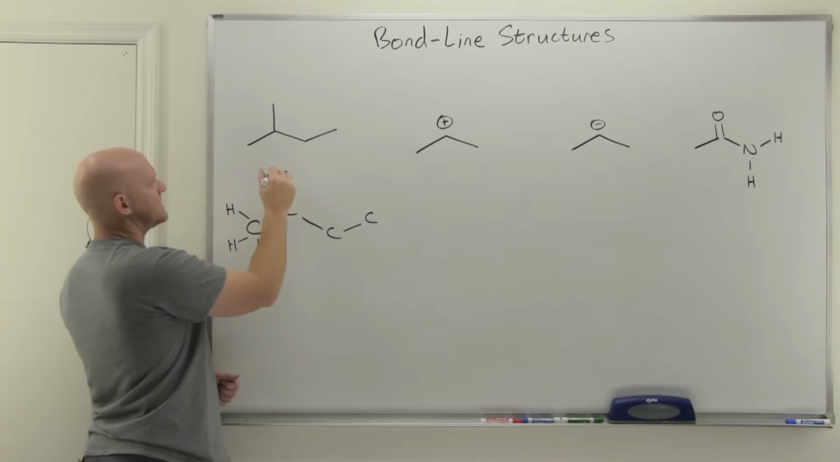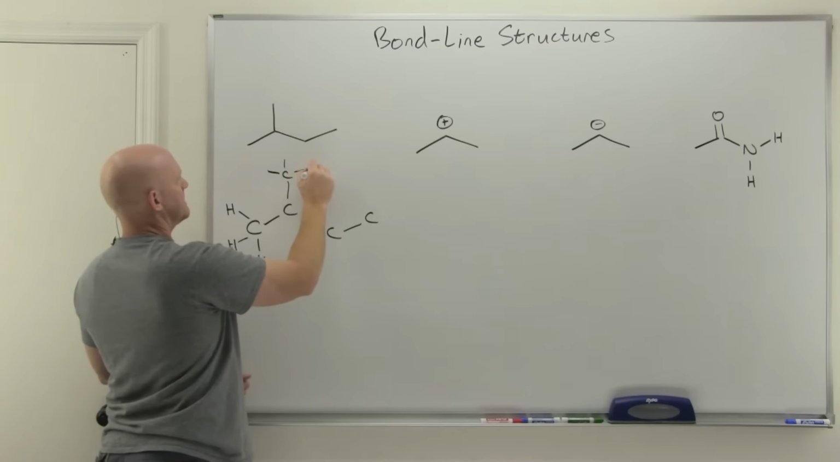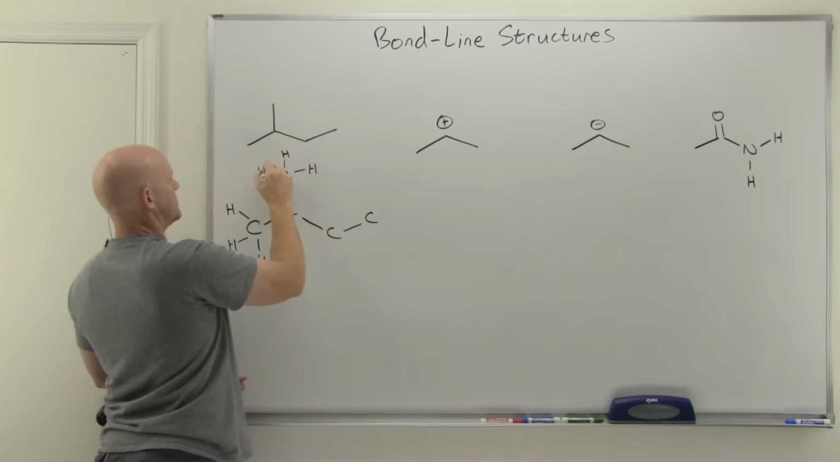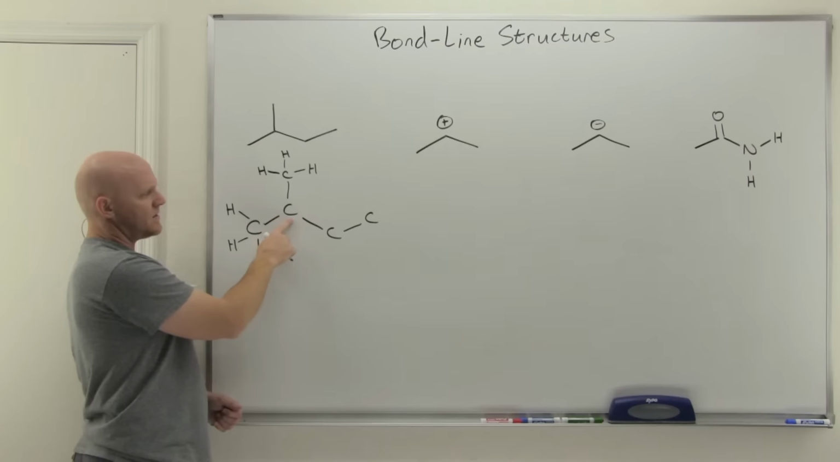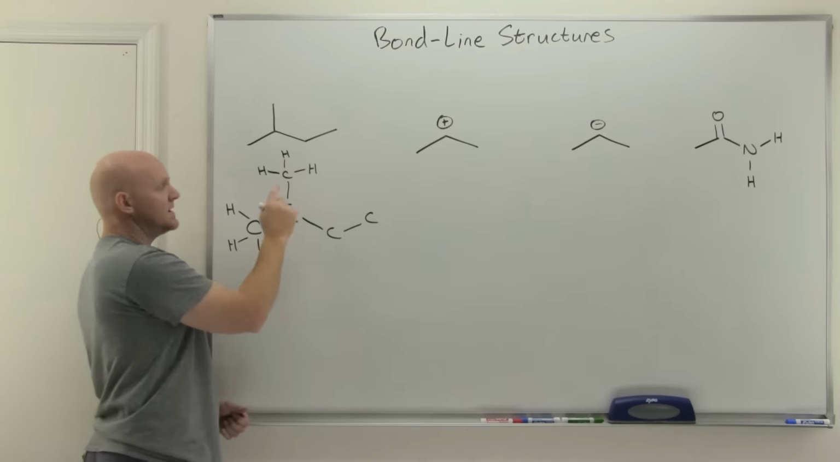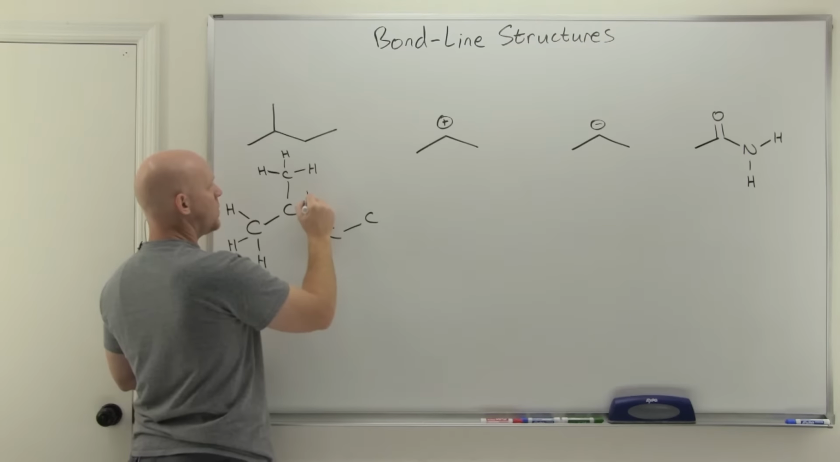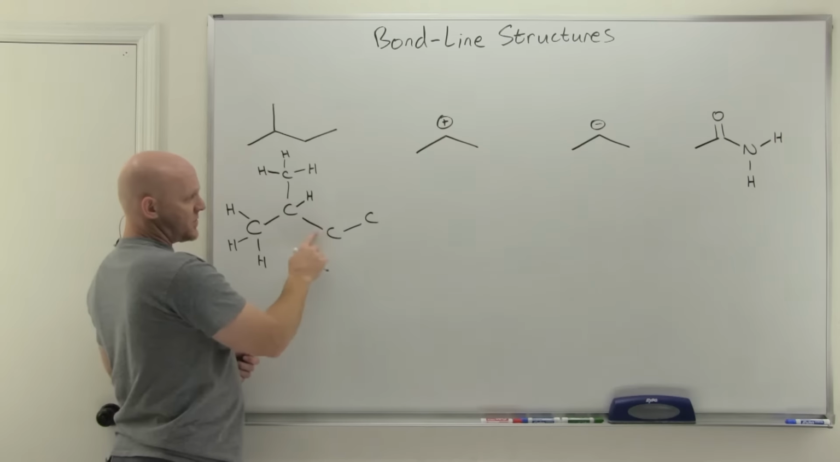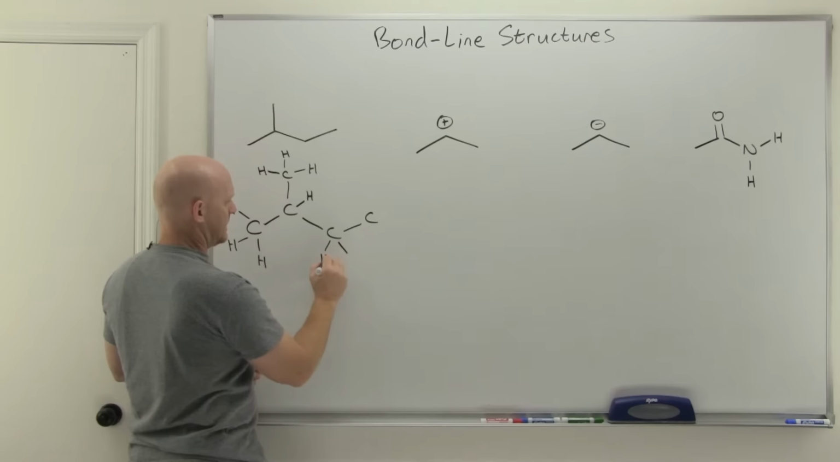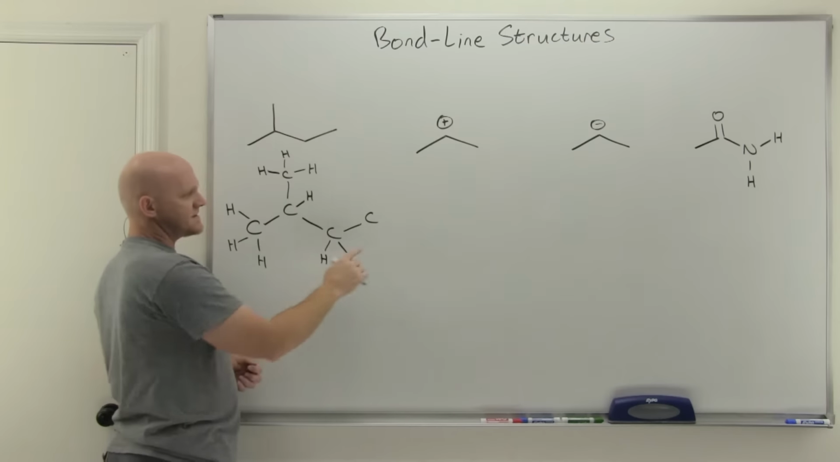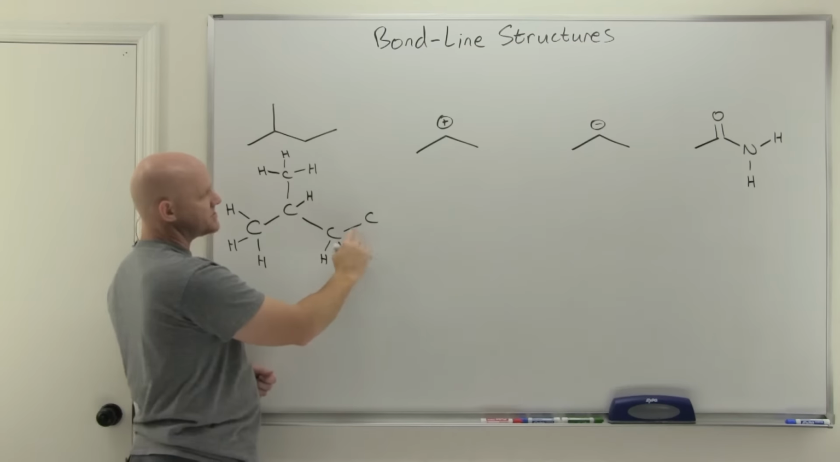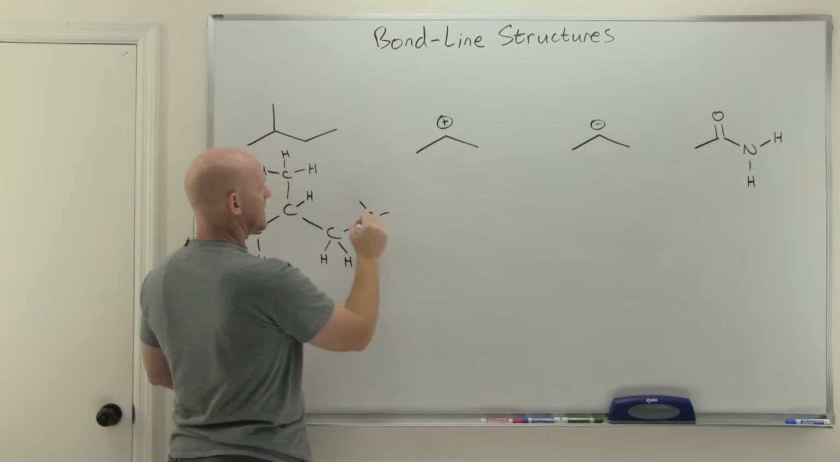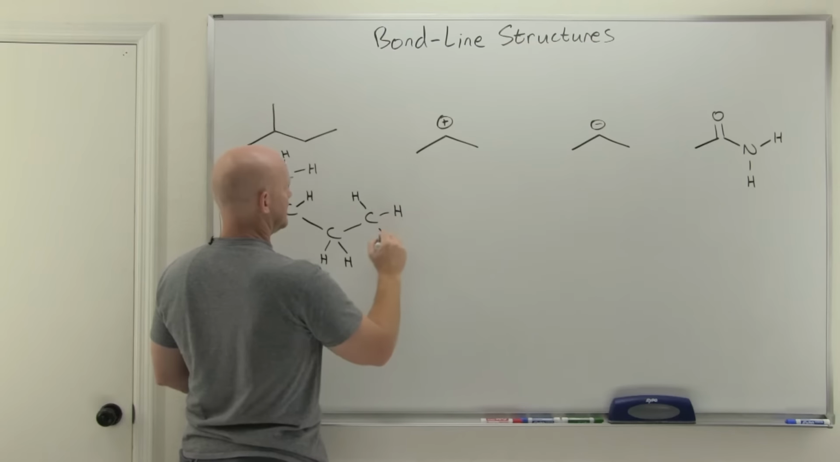He's only got 1 bond showing, so he must have 3 bonds to hydrogens. Now this carbon right here, he's got 1, 2, 3 bonds showing. So to get a filled octet, he's only going to need 1 bond to hydrogen. This carbon right here has got 2 bonds showing, so he's going to need 2 bonds to hydrogens. And then finally, this last carbon has only 1 bond showing, so he's going to need 3 more bonds to get to 4 and a filled octet.